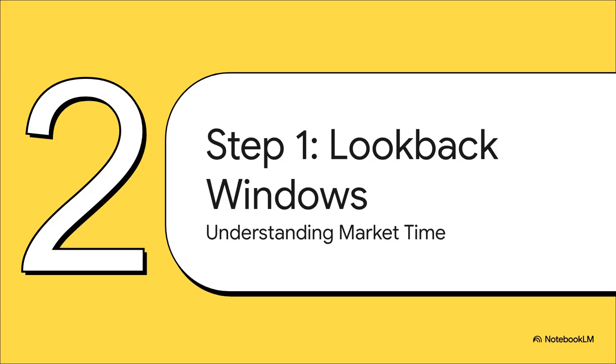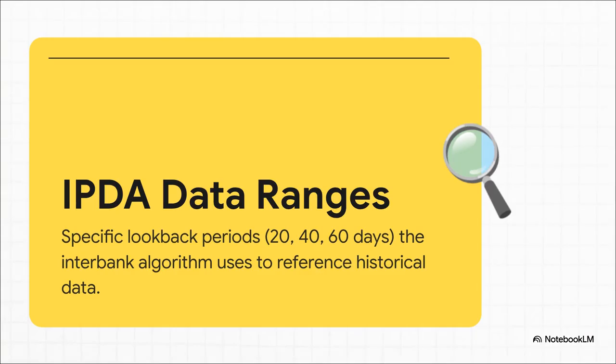You see, we need a consistent way to look back at historical data, to get our bearings, to find our context. And that's exactly where these specific look-back windows come into play. These windows are what ICT calls IPDA data ranges. Now, IPDA stands for Interbank Price Delivery Algorithm.